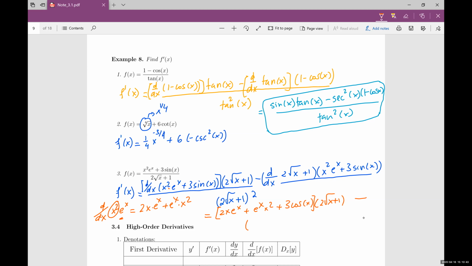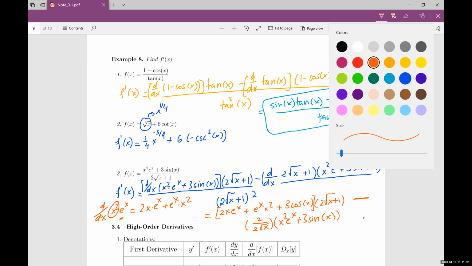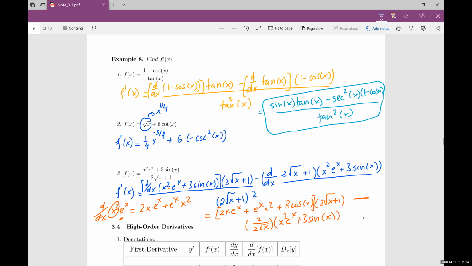the derivative of 2 square root of x is going to be 2 over 2 square root of x. The derivative of 1 is just 0. And I take x squared e to the x plus 3 sine x. And remember that, so this is just the top, and you take everything and divide it by the bottom here, right? Which is 2 squared, which is 4.